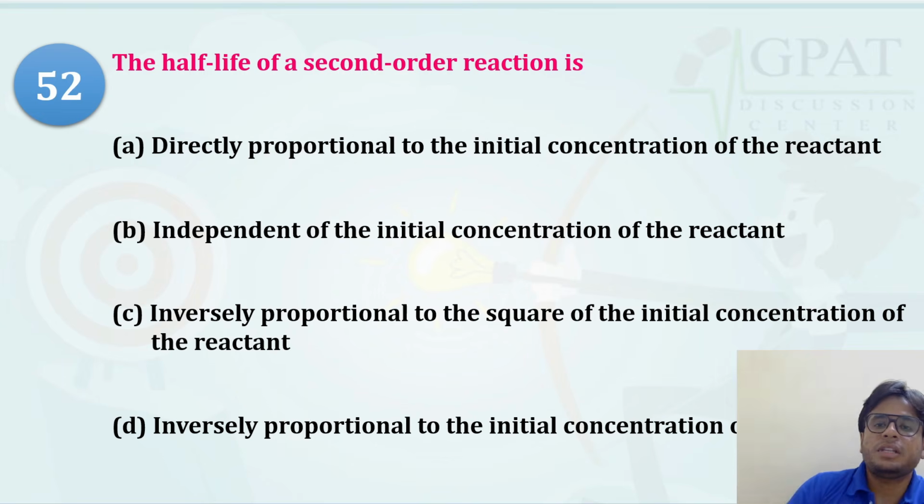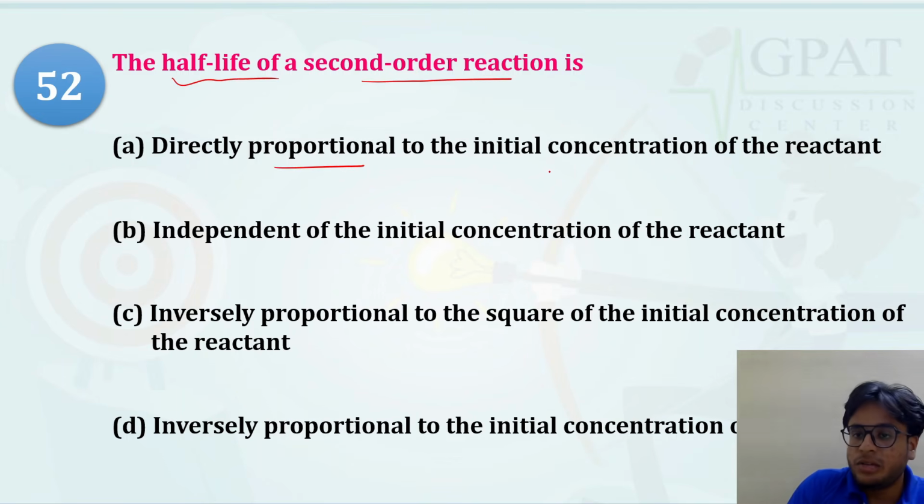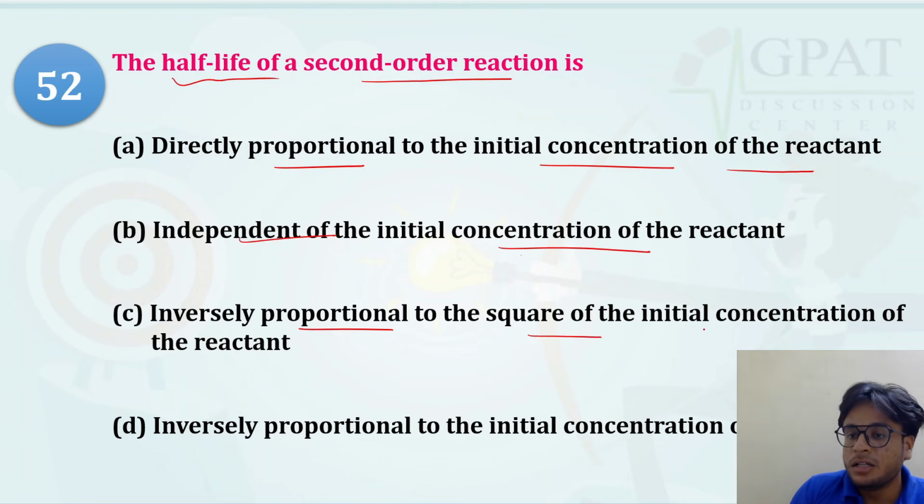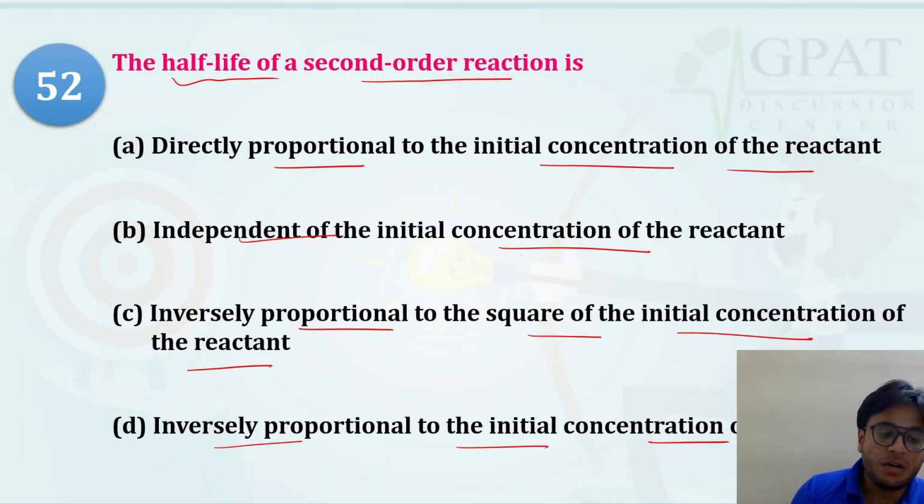Moving towards our next question: the half-life of a second order reaction is directly proportional to the initial concentration of reactant, independent of the initial concentration of reactant, or inversely proportional to the square of the initial concentration of reactant, and the D option is going to be what? The D option is going to be inversely proportional to the initial concentration of the reactant.